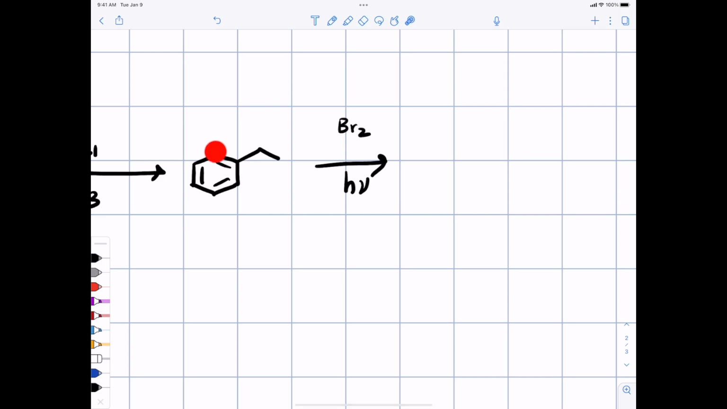Is it here on the benzene ring like that? No. That? No. That one? No. Yes, it is that one. Why is it that one?